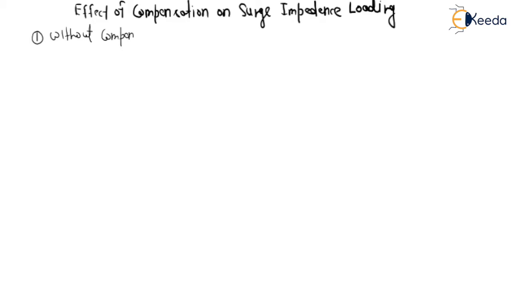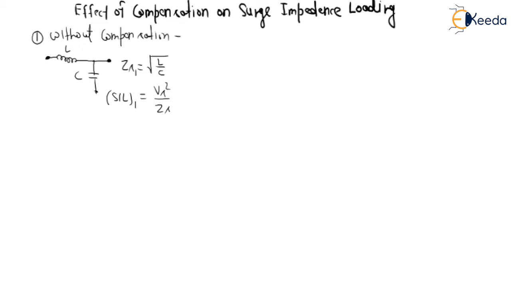Without compensation, we can see that this will be the system L and this will be the system C of the line. So this is L and this is C. So simply Zs will be equal to under root L by C, and surge impedance loading will be equal to Vs square upon Zs. So this will be Zs1 and SIL1. So this is without compensation.